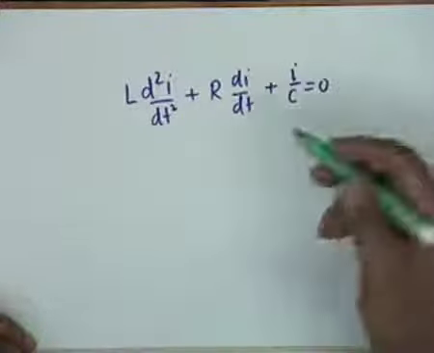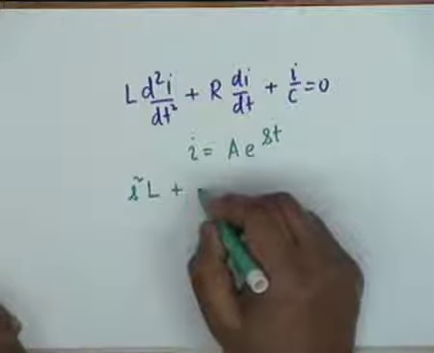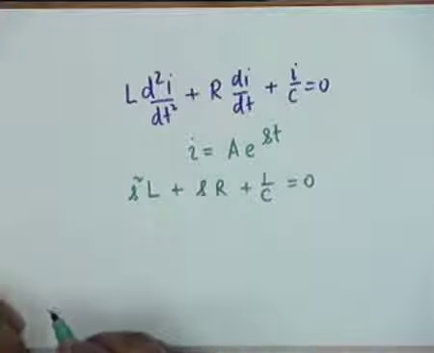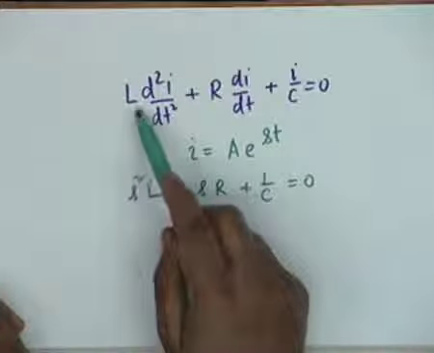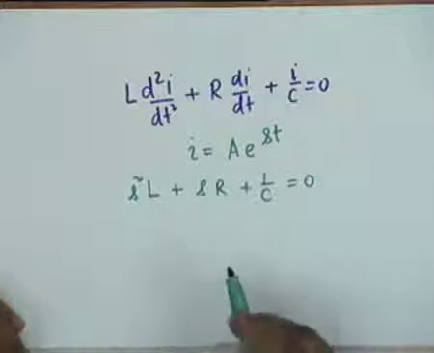Now if I substitute this here and clear A e to the st, which cannot be 0, then what we will get is s squared L plus sR plus 1 over C shall be equal to 0. Do you see this? I have omitted a couple of algebraic steps. I simply substitute this, take 2 differentiations, I shall get s times R here and s squared times L. A e to the st I cancel because it cannot be equal to 0, and this equation, yes.